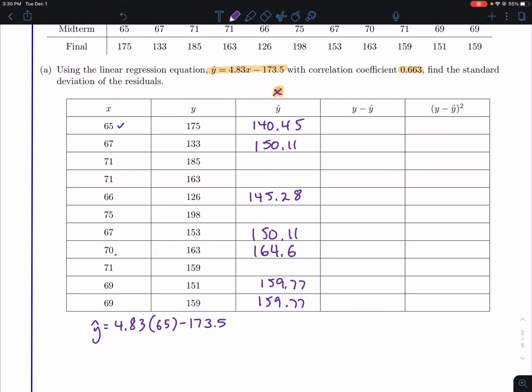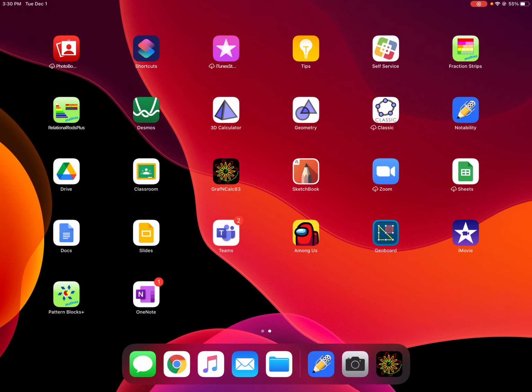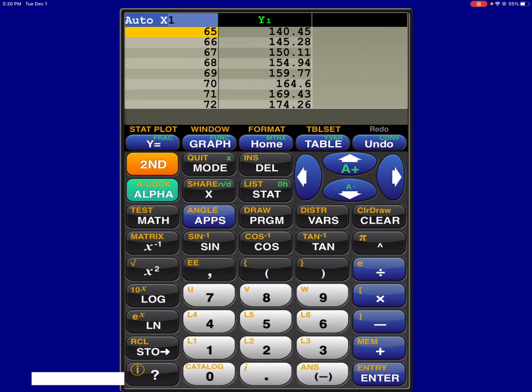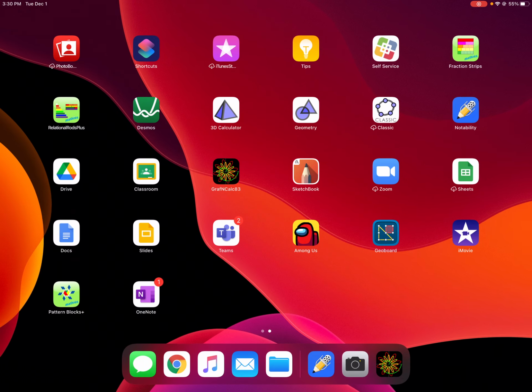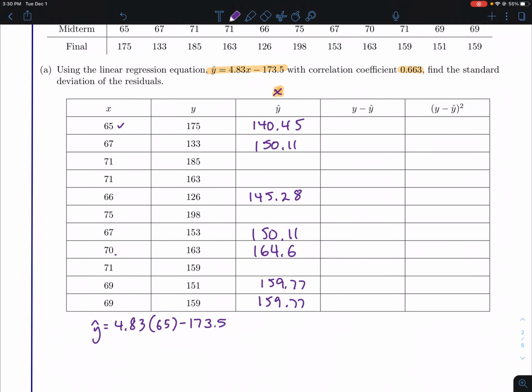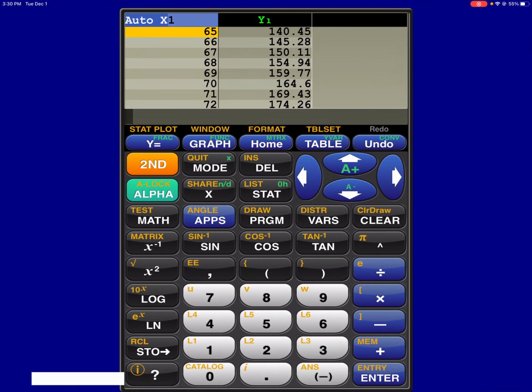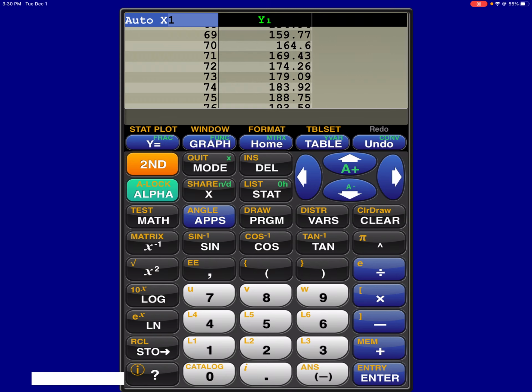Then I got a bunch of 71s, and then 175. So let's get the 71s here. 169.43. And then finally 75 gives me... I have to scroll up. So 75, 188.75.